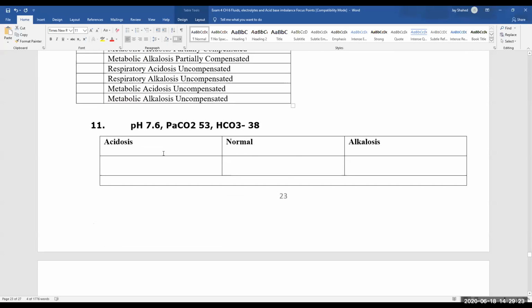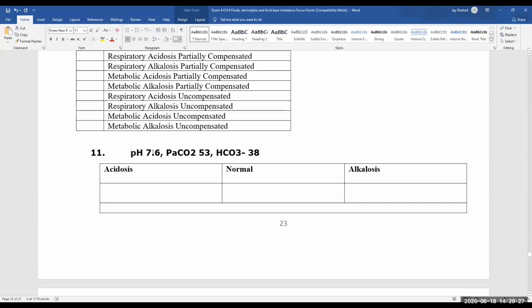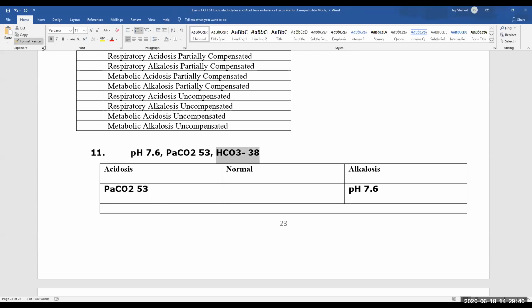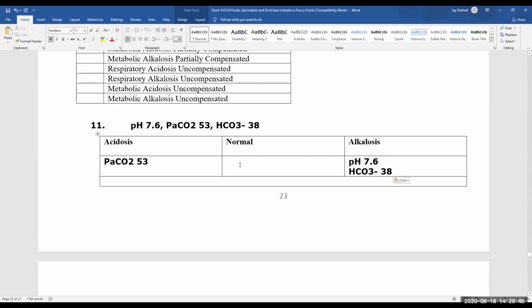What about this? Basic. Acidic. Basic. What do you got? Metabolic alkalosis, partially compensated.